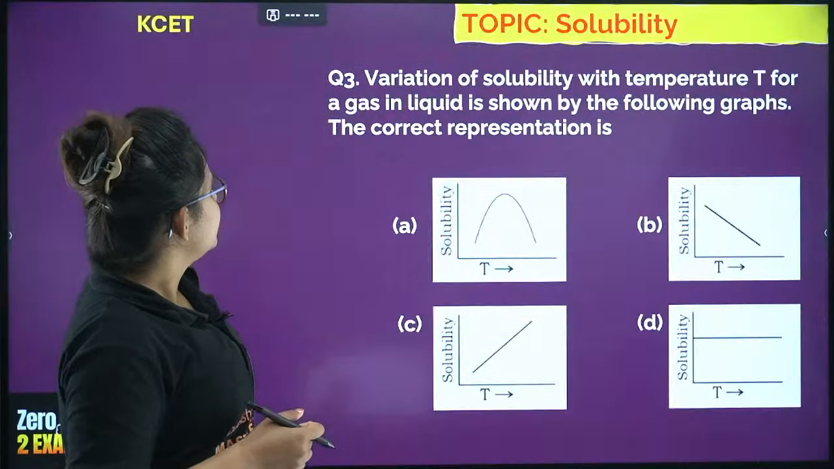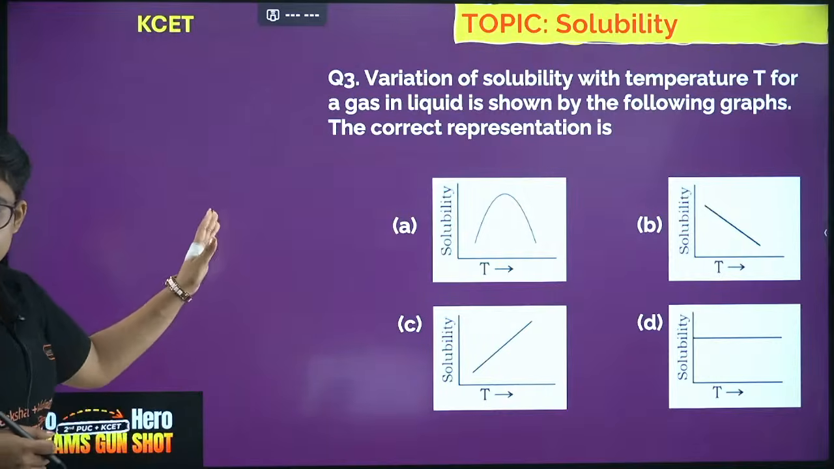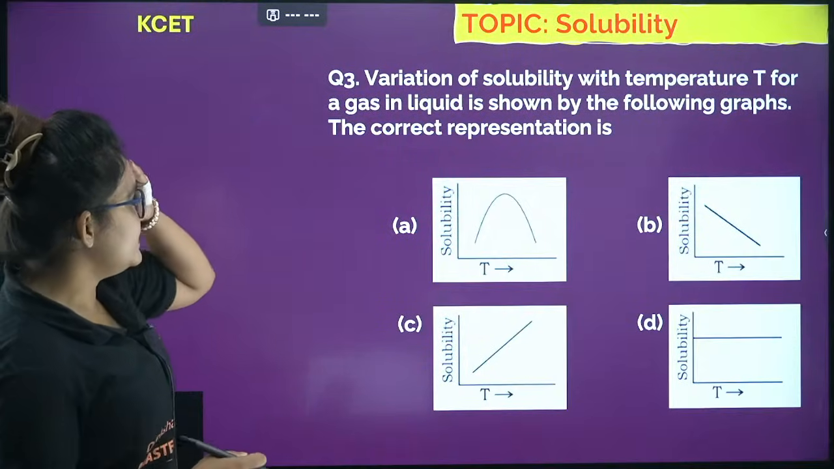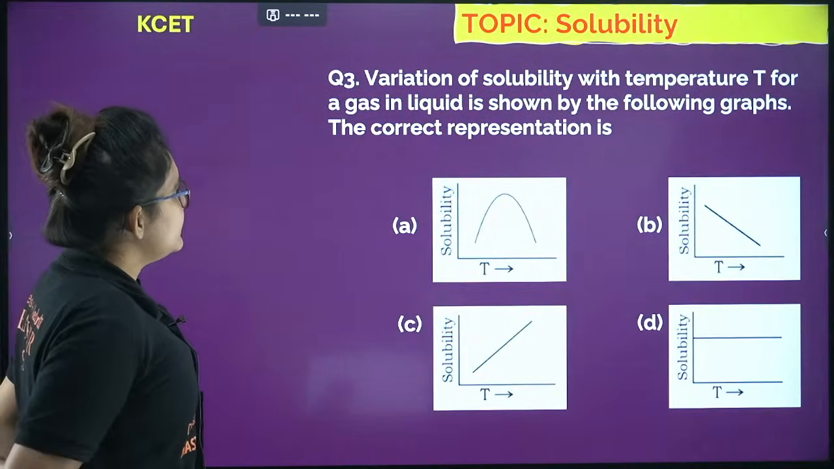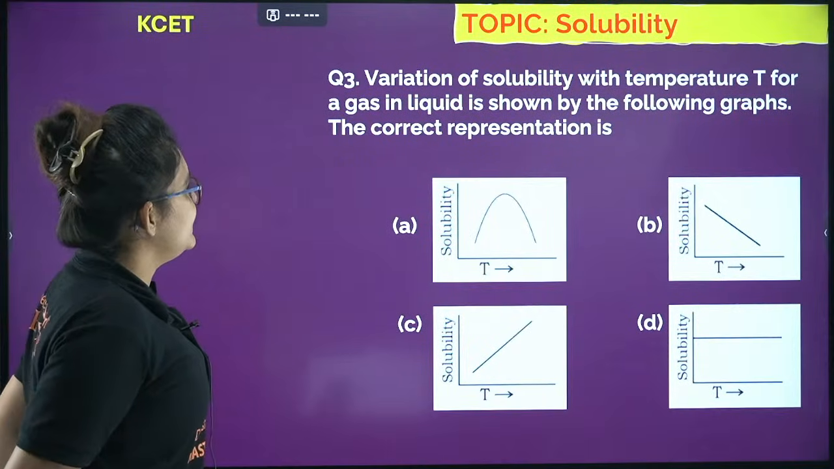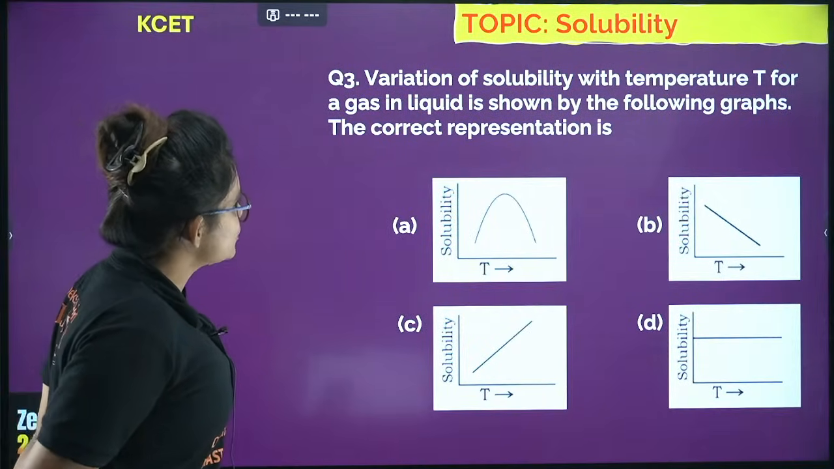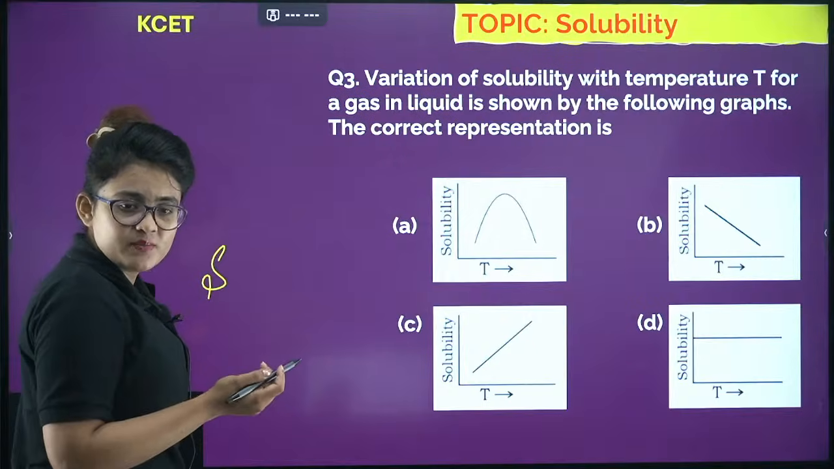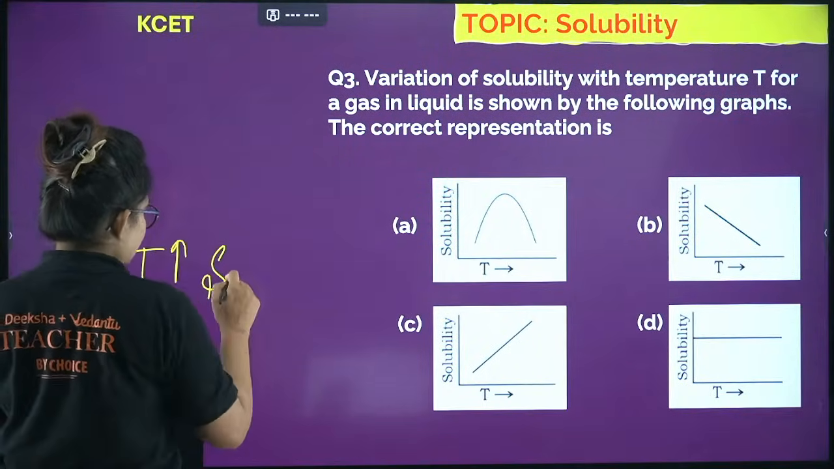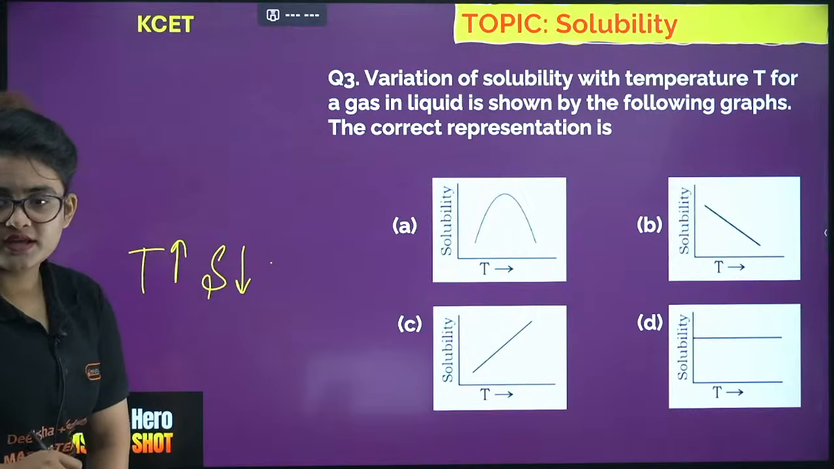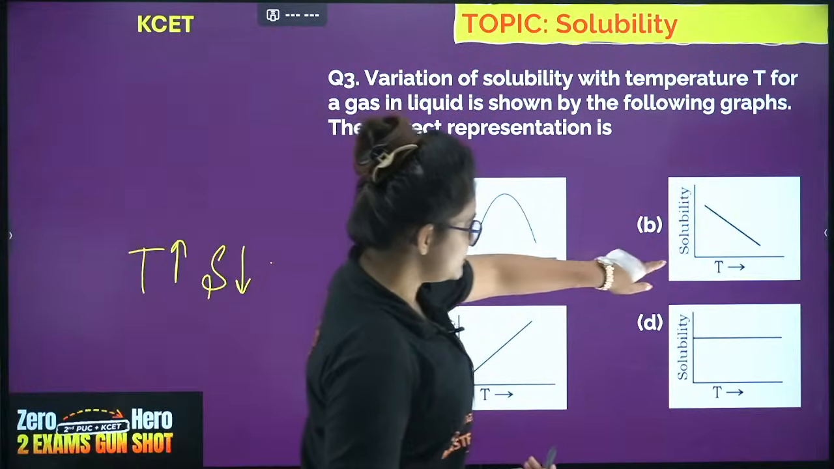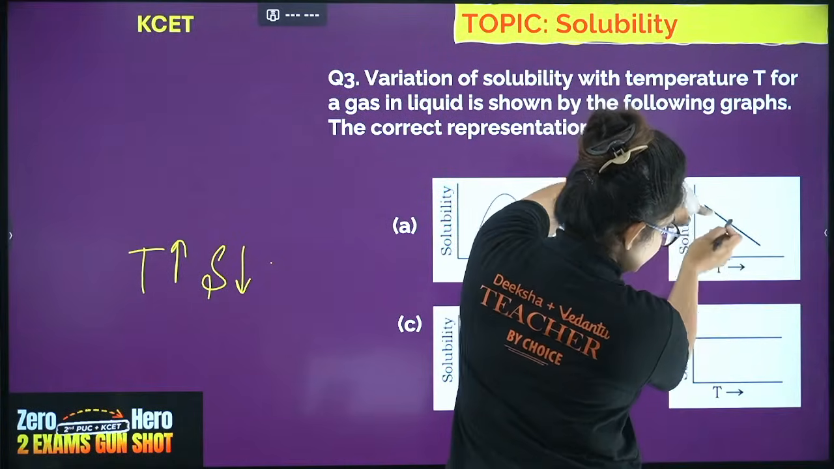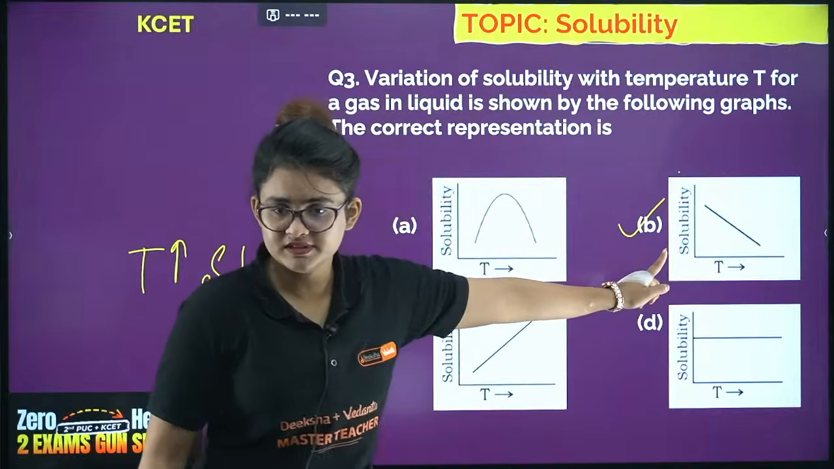Okay, let's proceed further. Here you can see the next question, that is also a previous year question from the KCET. The variation of solubility with temperature T for a gas in a liquid is shown by the following graph. So what I told, solubility and temperature are inversely proportional. So if temperature is increasing, solubility will decrease. Now check where it is happening. In this particular case you can see, if you are increasing the temperature, solubility is decreasing. So that's going to be the correct answer.